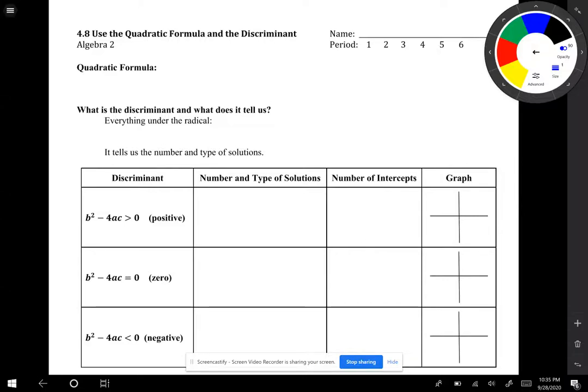Hello, Algebra 2 students. Today we are going to do 4.8 notes. It's called Use the Quadratic Formula and the Discriminant. This is the last method to solve a quadratic equation, and that's using the quadratic formula.